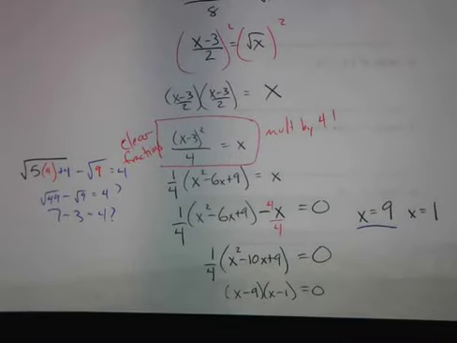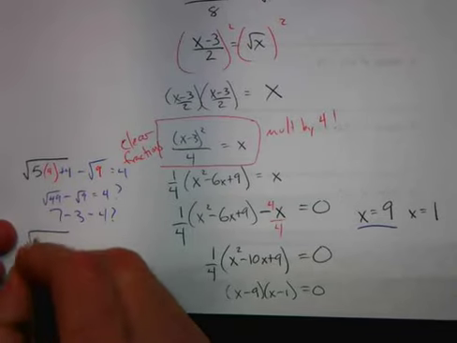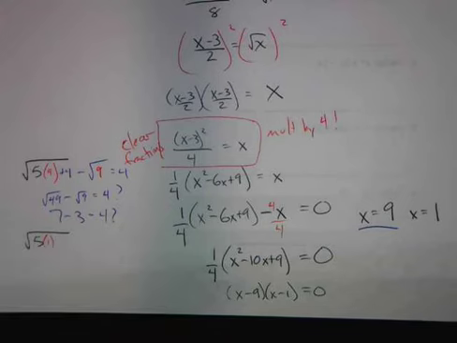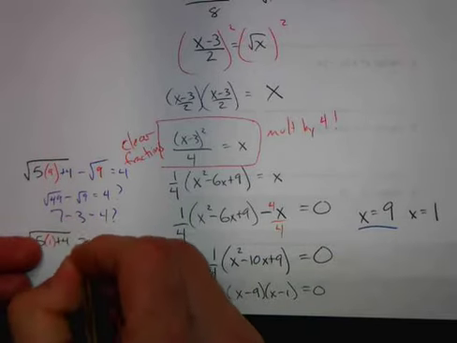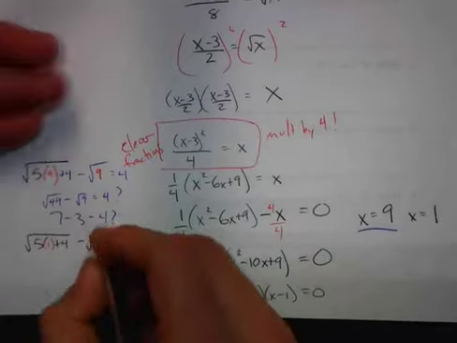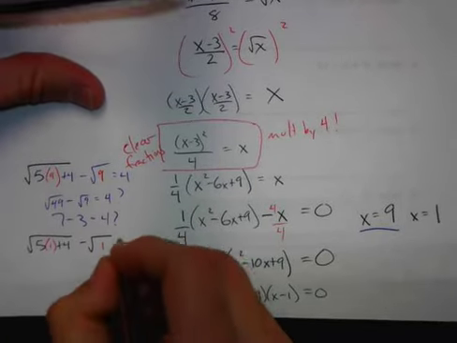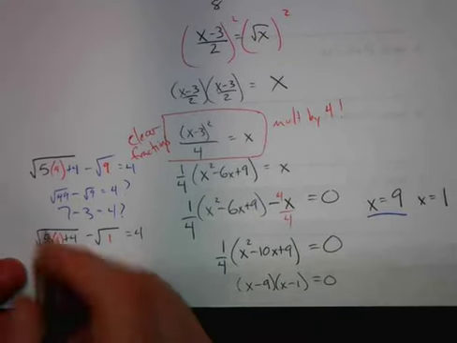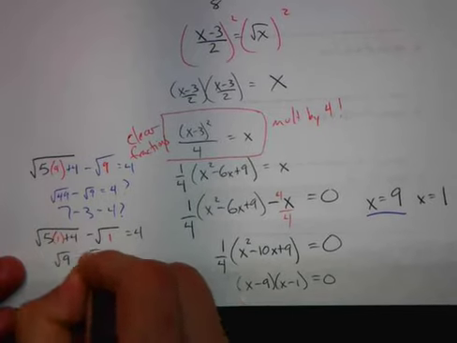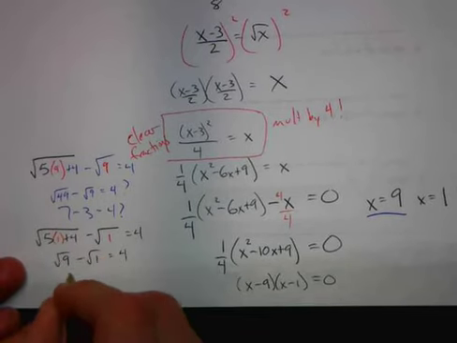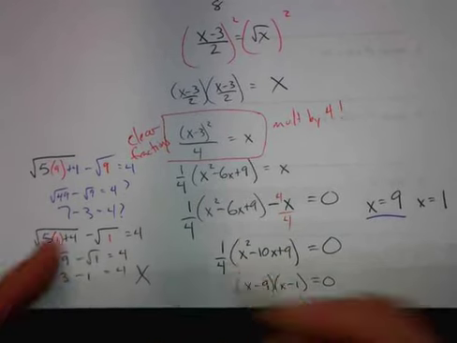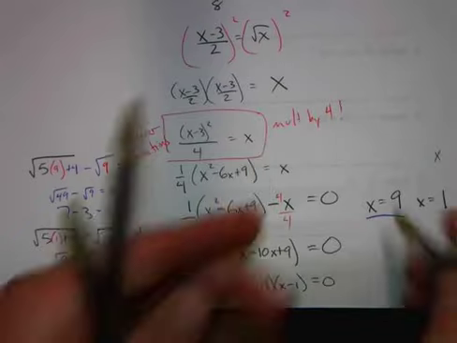Now we're going to test the same thing with 1. So we have the square root of 5 times 1 plus 4 minus the square root of 1. Does that equal 4? 5 times 1 is 5, and 5 plus 4 is 9. So does the square root of 9 minus the square root of 1 equal 4? Square root of 9 is 3. Does 3 minus 1 equal 4? No, it does not. That means this is extraneous. Our only solution is x equals 9.